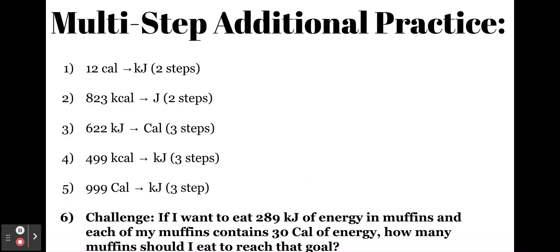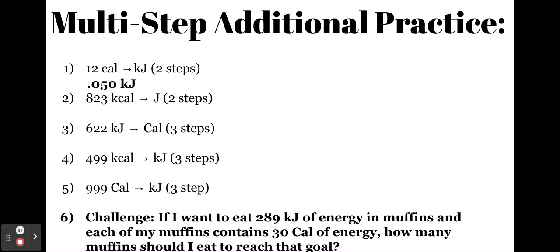Now, this next slide is a couple multi-step problems, if you want to try some of those, and then I will go over them in just a second. All right, so the first one is a 2-step problem. So you're going to go from calories to joules to kilojoules, which will get you 0.050 kilojoules.